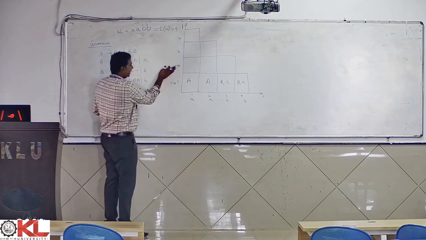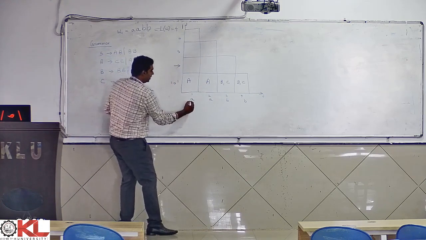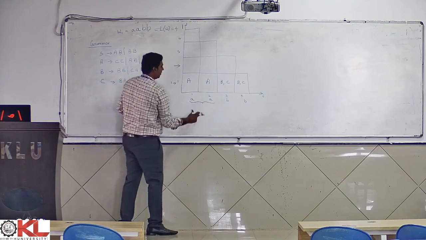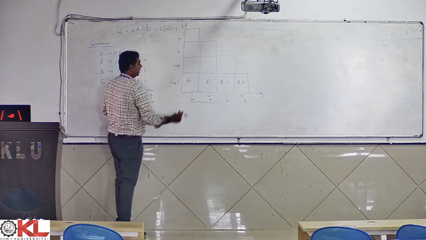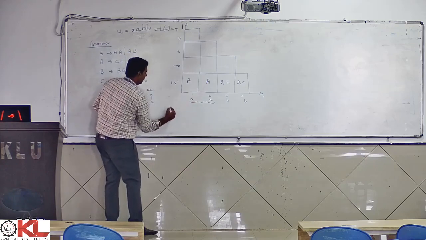Now I am going for the next step. Here how do we have to do it? It is a combination of two cells. The first two cells, it is a combination of here. So what are the first two cells when you combine? It is A and A.